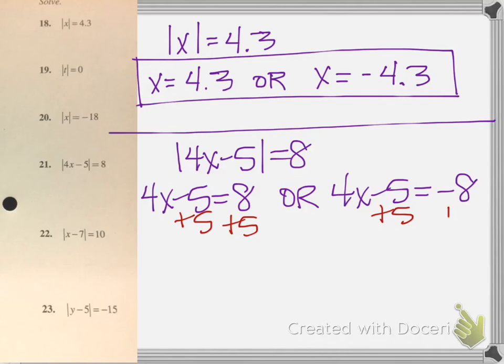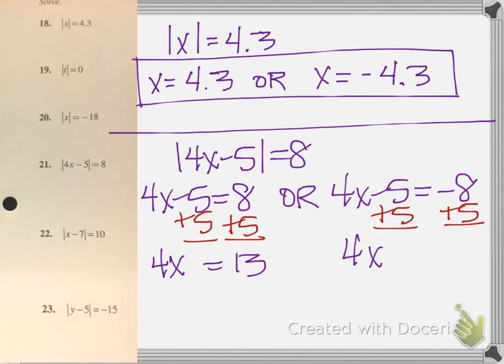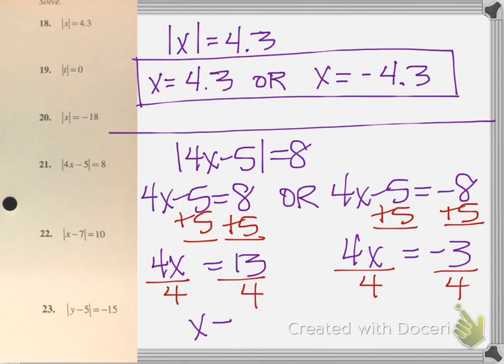So it looks like I'm going to have to add 5 to both sides on both of my equations. So that's going to give me 4x equals 13. And over here I'm going to get 4x equals negative 3. And now I have to divide everything by 4. And you don't have to solve your equations at the same time like I'm doing. I'm just doing that so you can see that I'm having to do the same operations. It's just you've got a negative and a positive that you're dealing with.